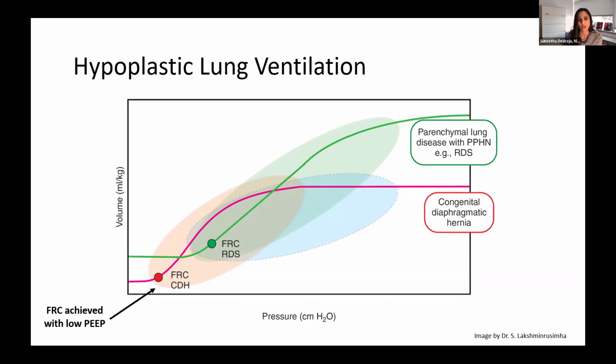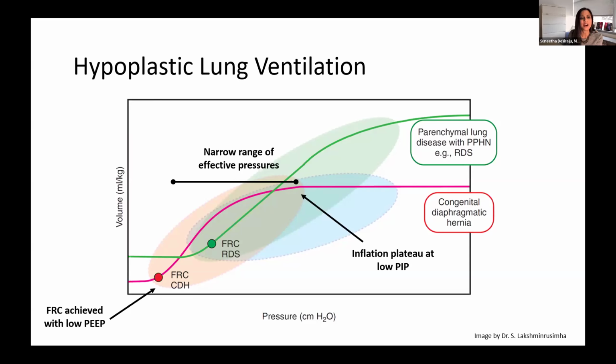So we should set our PEEP lower accordingly. The second fact I want to point out is that we hit an inflation plateau at a lower PIP in CDH than in the average neonate. So in between these two pressures, our FRC and the PIP at which we reach inflation plateau is a very narrow range of effective pressures. So once we determine where our pressure should be, there shouldn't be a whole lot of titration on the ventilator. These patients stay pretty stable with similar settings throughout their first days of life.